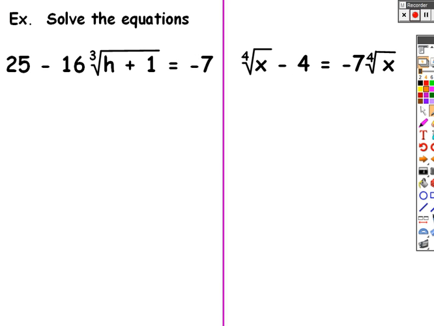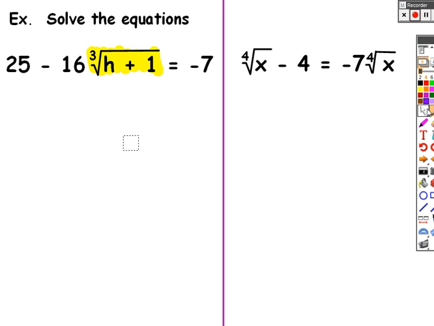So let's look at how we would approach solving equations with cube roots in them or fourth roots or something like that. Well, whenever I see a radical in the equation, my goal would be to get that by itself. So think about if I just said, let's solve something like this. You'd probably start by saying, okay, well, I should subtract negative 25 from each side and then divide by negative 16. You'd want to do the same thing here.